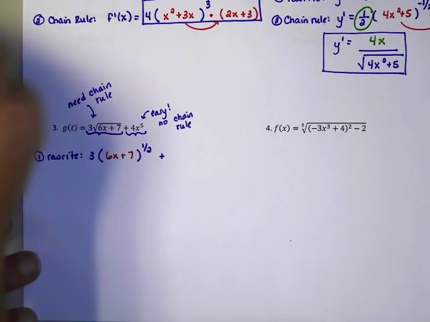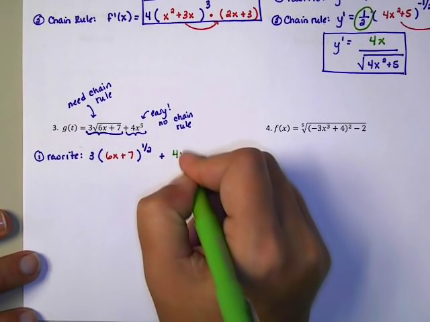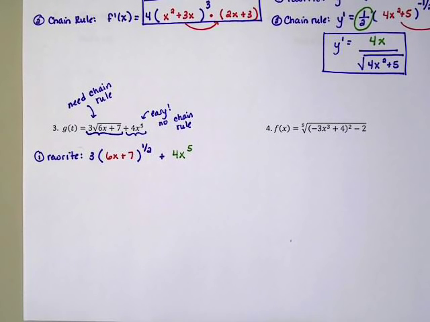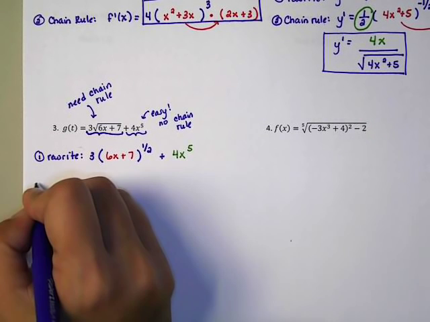plus, and my second term isn't going to change. It's just going to be 4x to the 5th power because there's no layers here. It's just 4x to the 5th power. Now I'm going to use chain rule to take the derivative.